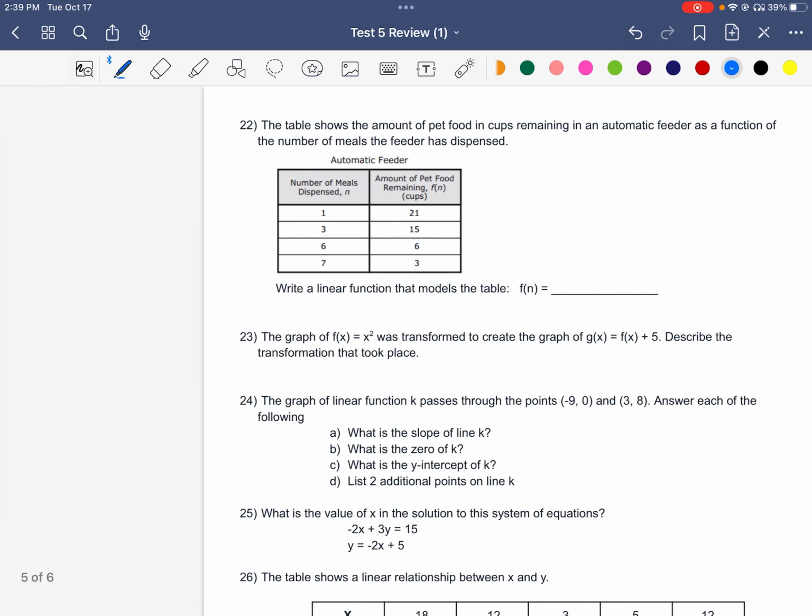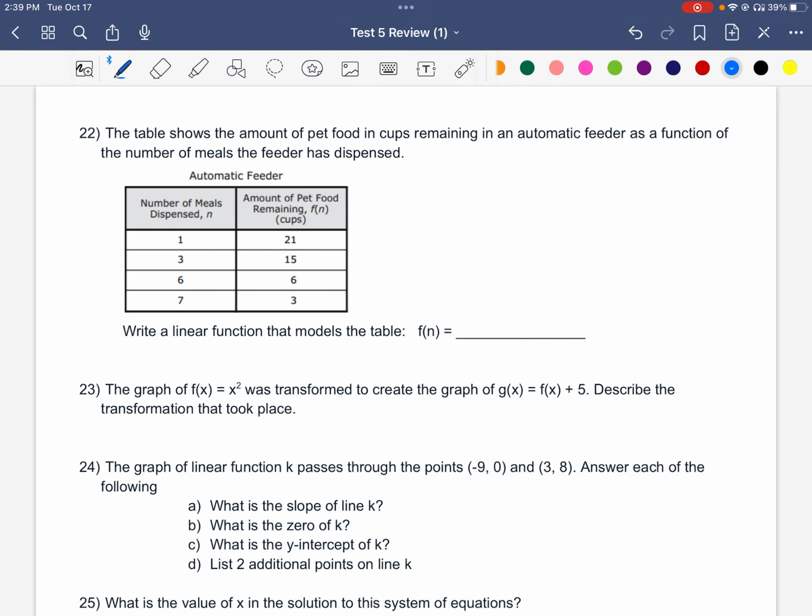Next page. 22. Write a linear function that models the table.